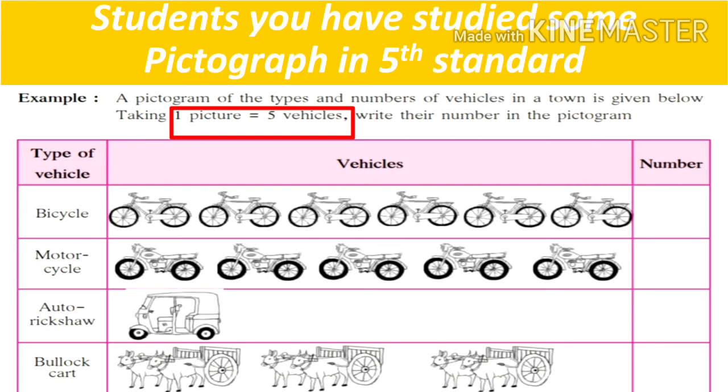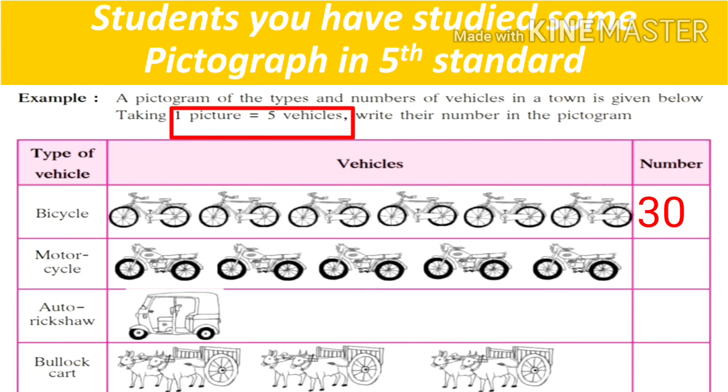Students, on your screen the types of vehicles are given and the pictures of the vehicles are given. We have to write the number of vehicles. The first type of vehicle is bicycle. There are a total of 6 pictures. One picture equals 5 vehicles, so 6 fives are 30. So bicycles are 30. The second type of vehicle is motorcycle.